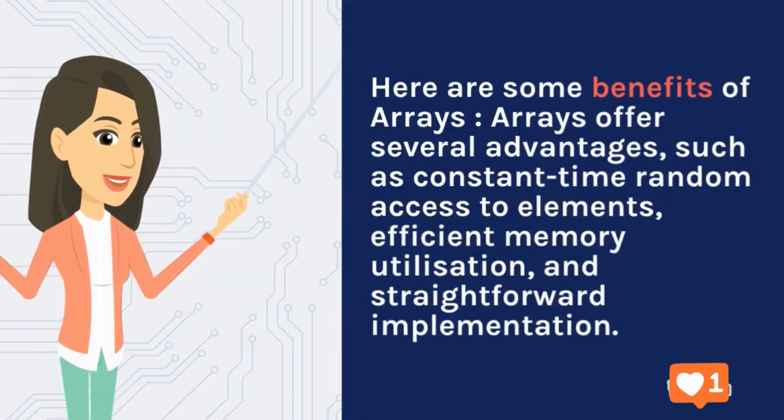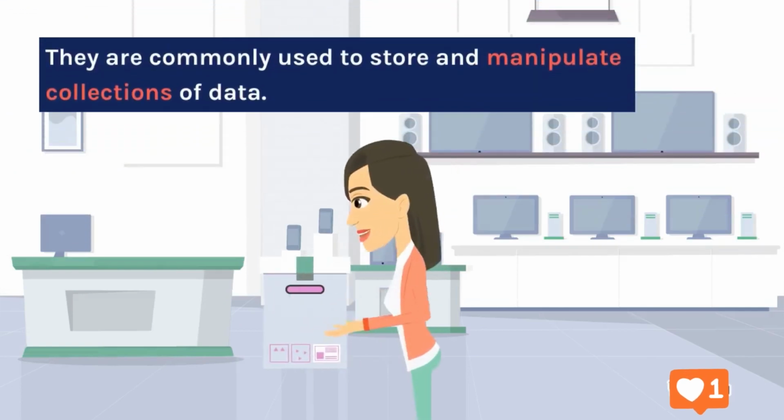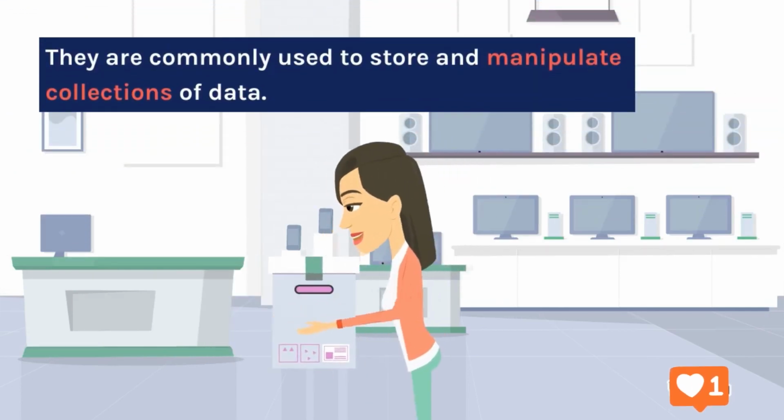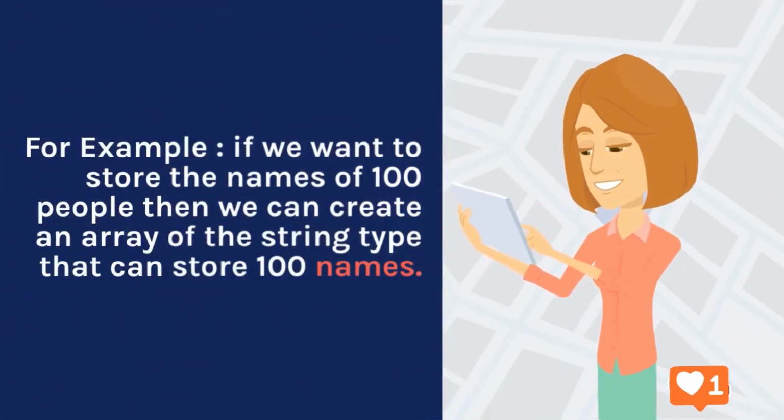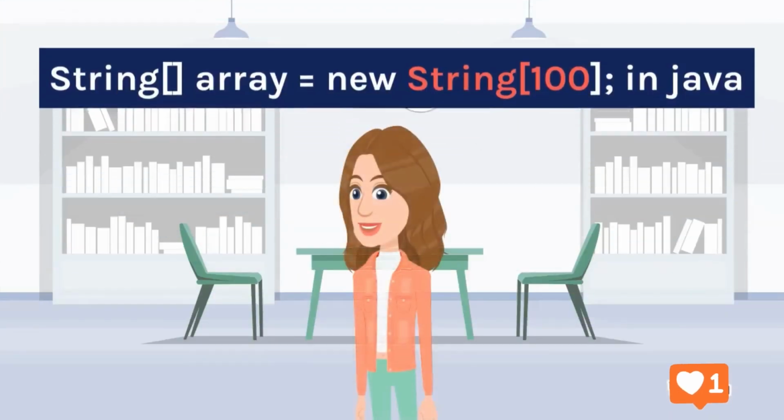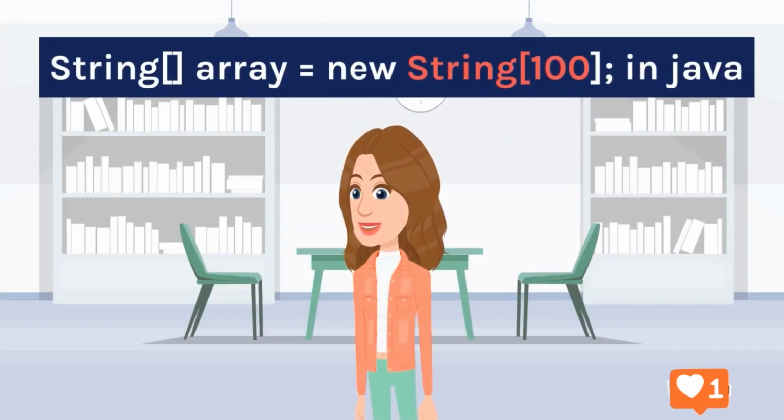Here are some benefits of arrays. Arrays offer several advantages, such as constant time random access to elements, efficient memory utilization, and straightforward implementation. They are commonly used to store and manipulate collections of data. For example, if we want to store the names of 100 people, then we can create an array of the string type that can store 100 names. String array equals new string 100 in Java.